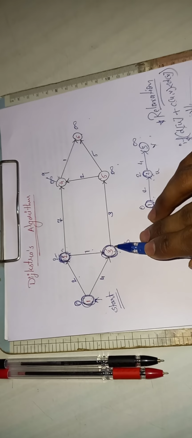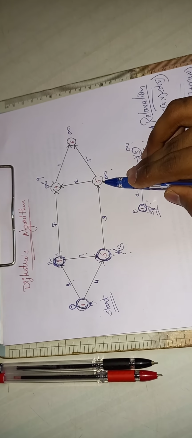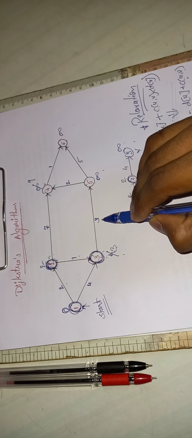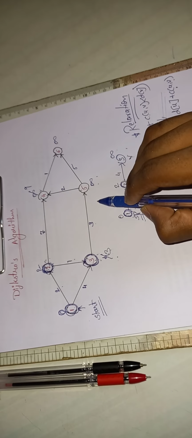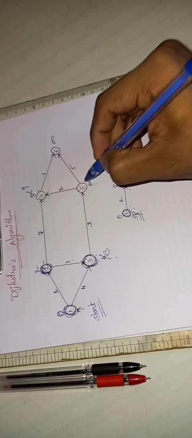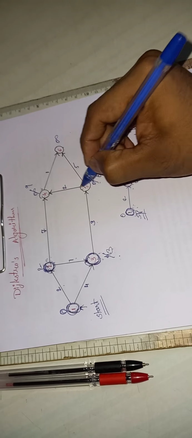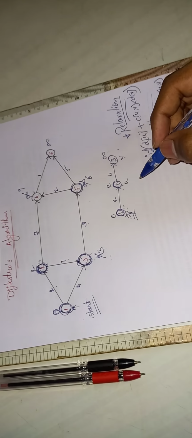Which one is connected? This 3 to 5 is connected. Again the same thing, 3 plus 3, that is 6. Is 6 less than infinity? Yes, it is less than infinity, so update it. So this one is also relaxed.